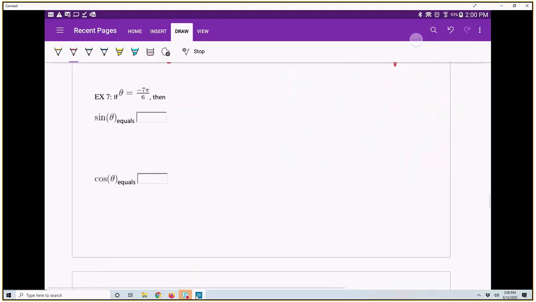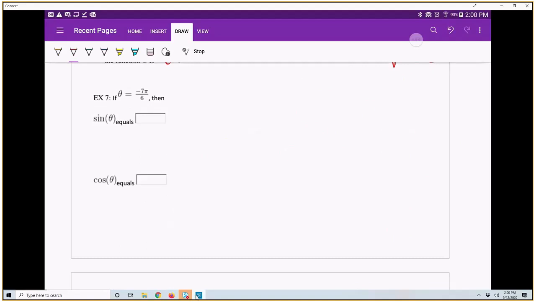Our next question is asking us to find some trigonometric values for an angle theta equal to negative 7 pi over 6. So these are the questions where we're going to start employing the table that we have done at the beginning of the class, and reference angles. So what do I do? First, I draw this angle in the standard position and determine the quadrant and the reference angle. Negative 7 pi over 6.